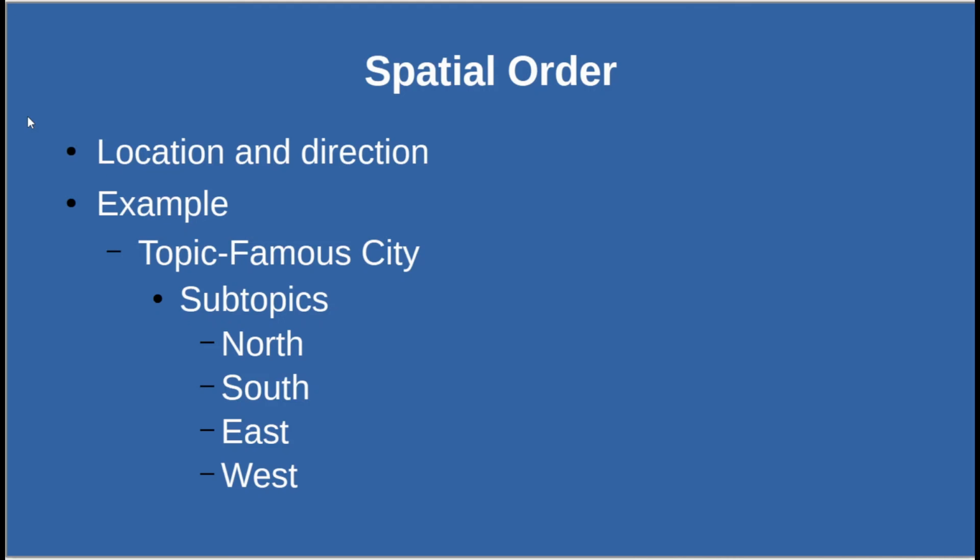Another way to do this is, if you are writing a paper about a country, many countries are broken down by region. The northern states of the United States, the southern states, the West Coast, the East Coast. Again, if you organize your paper in a manner that includes a sense of location and direction, that is an example of spatial order.